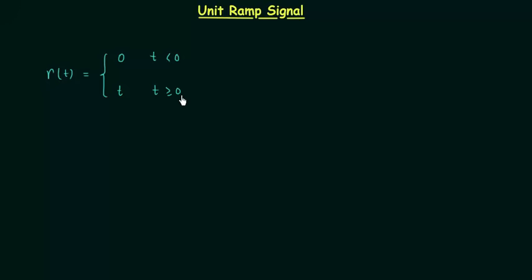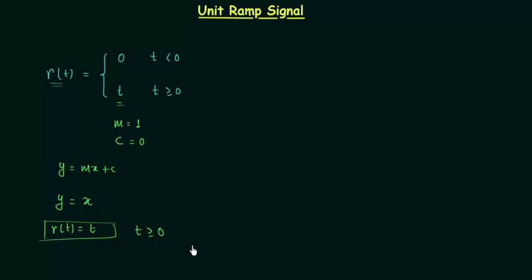And you can see when time t is greater than or equal to 0, r(t) is simply a straight line. r(t) is equal to t, which is the equation of a straight line with slope equal to 1 and intercept equal to 0. We already know the equation of a straight line is y equal to mx plus c. m is equal to 1, c is equal to 0, so y is simply equal to x. In this case, y is equal to r(t), so r(t) is equal to x and x is equal to t. So you can see r(t) is equal to t when time t is greater than or equal to 0, and we will have a straight line passing through the origin because the intercept is equal to 0, and making 45 degrees with the time axis. So let's plot the waveform of the unit ramp signal.